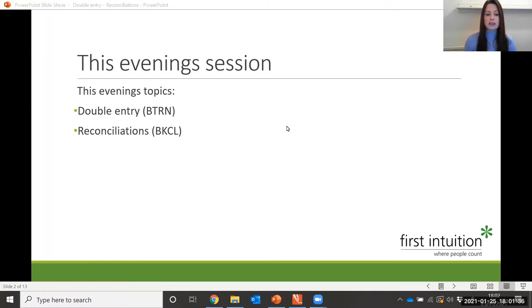Okay, so this evening, for the first part of the session, we're going to do bookkeeping transactions. We're going to look at a little bit of general double entry. And then the second part, for the controls unit, we're going to have a little look at reconciliations. So this evening, it'll be the reconciliation between the sales ledger control account and the sales ledger, the purchase ledger control account against the purchases ledger.